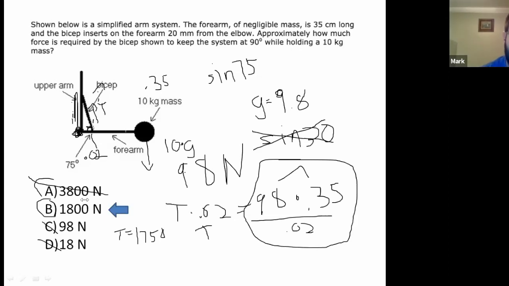Okay, so first question, how did you get 98? We know that this is a mass, right? In order to get a force, you would multiply m times g. The mass is 10, and g is the gravity constant, 9.8 meters per second squared. 9.8 times 10 is 98.